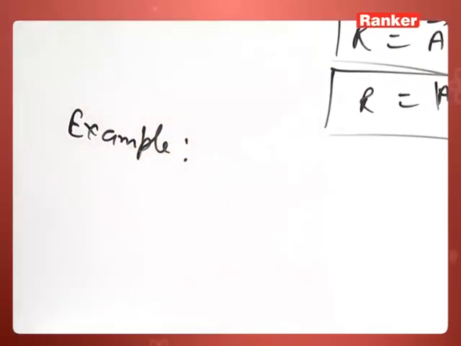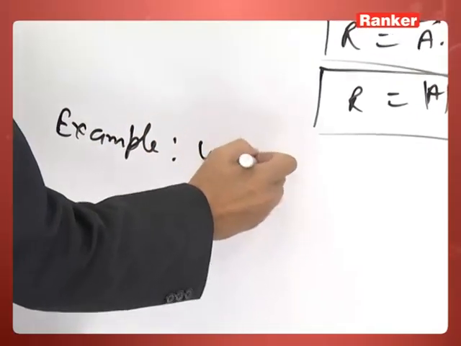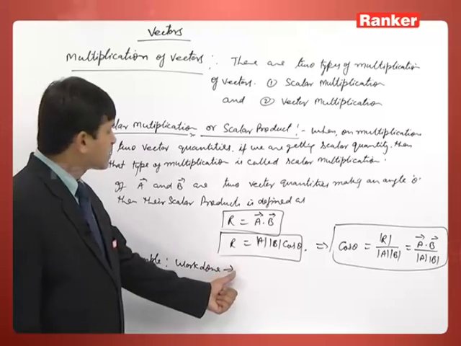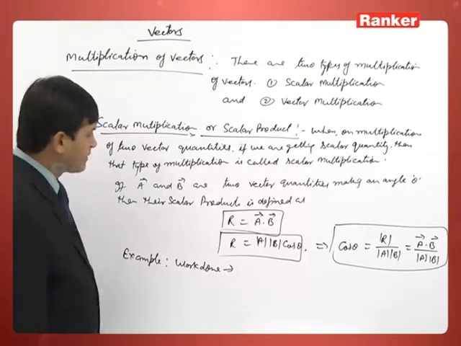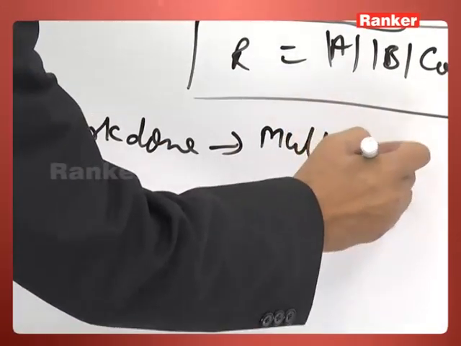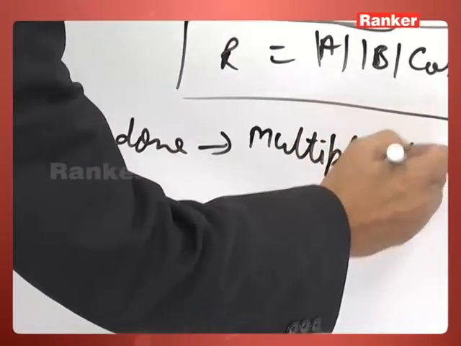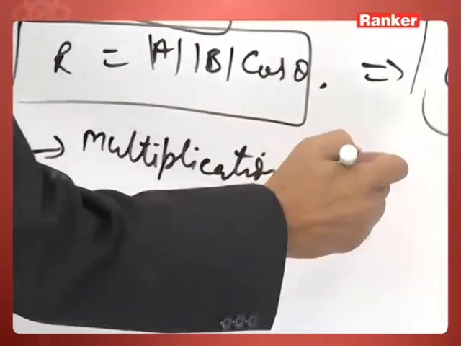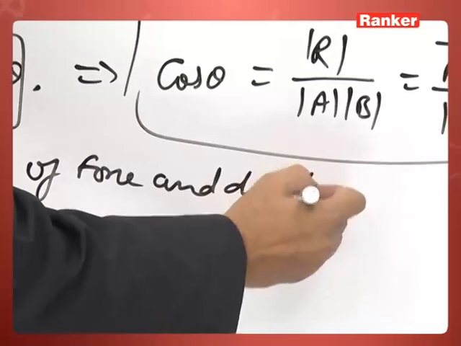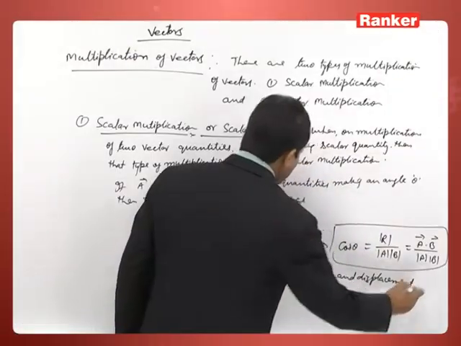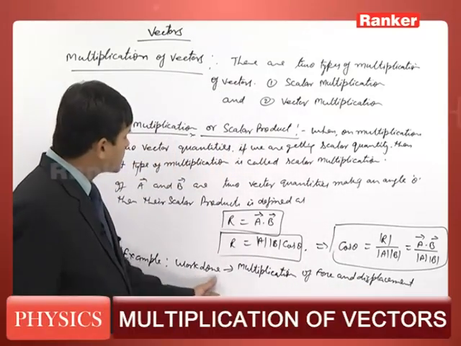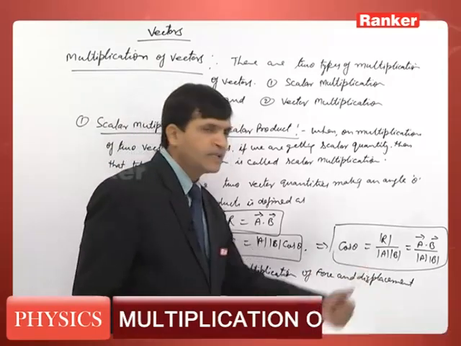Example: work done. As we know, multiplication of force and displacement gives work done. Work done is scalar, while force and displacement are vectors.